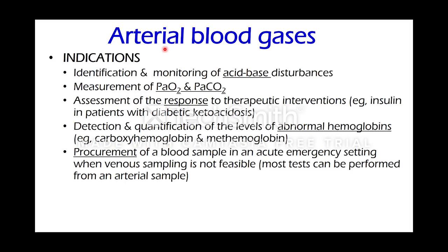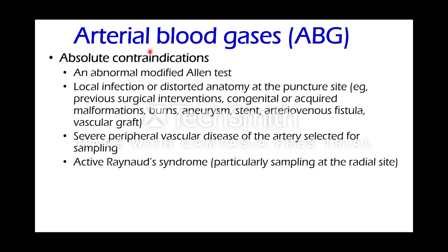Now, arterial is the best, but we can also measure the blood gas in venous. But when you measure it in venous, we should not depend on the oxygen level in a venous blood sample. We can only use the CO2 and pH. Also, we can measure it in capillary when we don't have arterial access. Capillary can give us a good idea about the pH, about CO2, and a reasonable level of oxygen, but not as good as arterial. Arterial is very good for oxygen level.